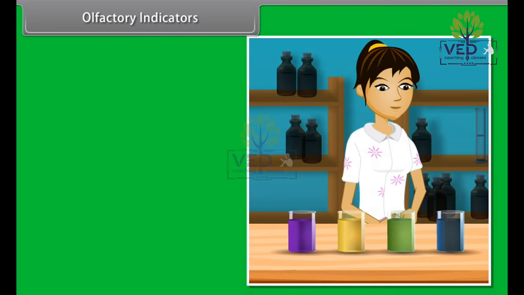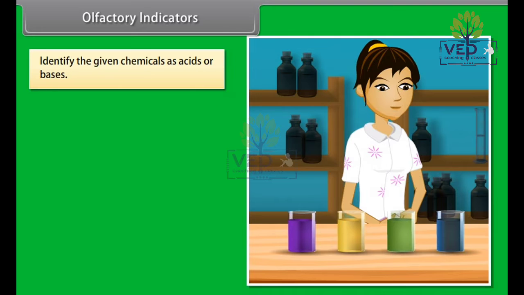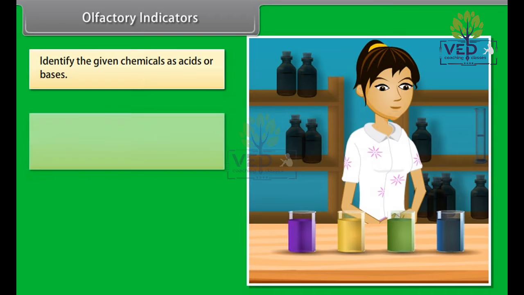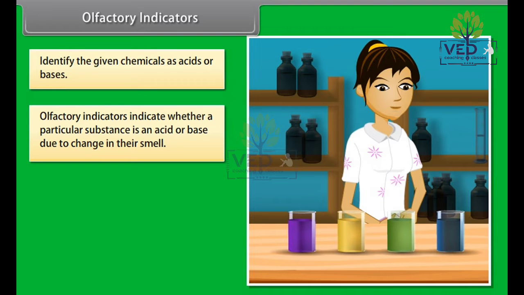Olfactory indicators. Suppose you are given 4 chemicals and asked to identify them as acids or bases. How will you do it? Let us find out. We have olfactory indicators which indicate whether a particular substance is an acid or base due to change in their smell. They are used in the laboratory to test whether a solution is a base or an acid by a process called olfactory titration. An olfactory indicator works on the principle that when an acid or base is added to a substance, then its odor cannot be detected.